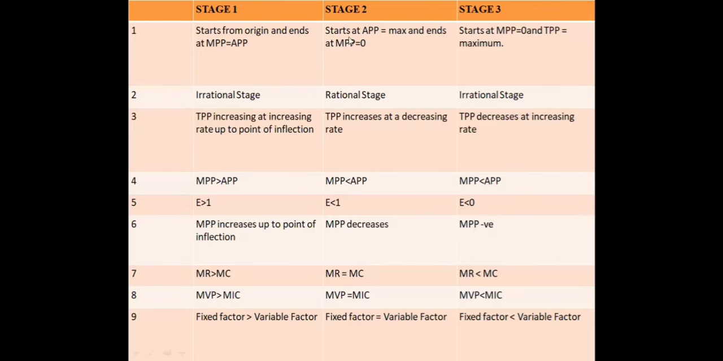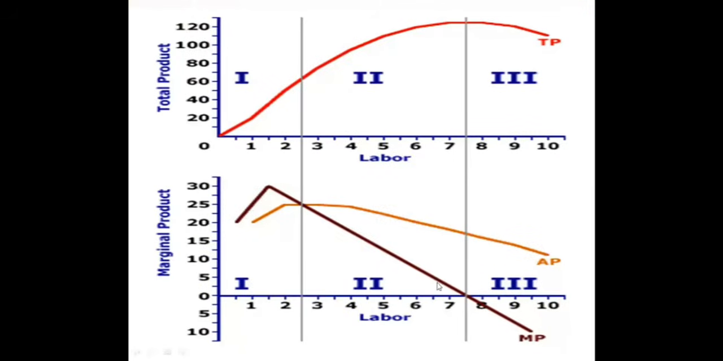Next, stage 2 will start at the point where APP is maximum and ends at MPP is 0. Remember, in this table, each and every line is important for exam purposes. If you can understand this table, you can cover maximum 4 to 5 questions in your competitive exam. So remember very carefully, stage 2 will start where APP is maximum and ends where MPP is 0. See, this is stage 2, right? It has started from here where APP is maximum, and it ends where MPP equals 0.